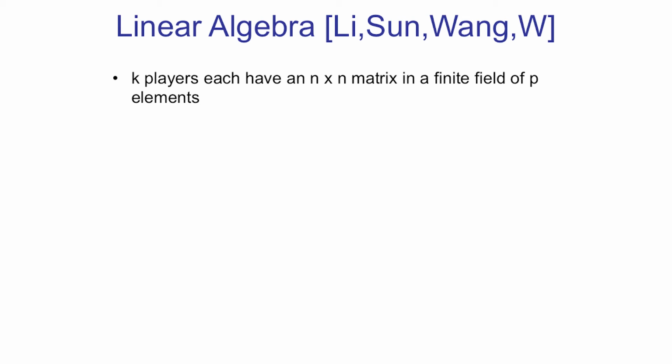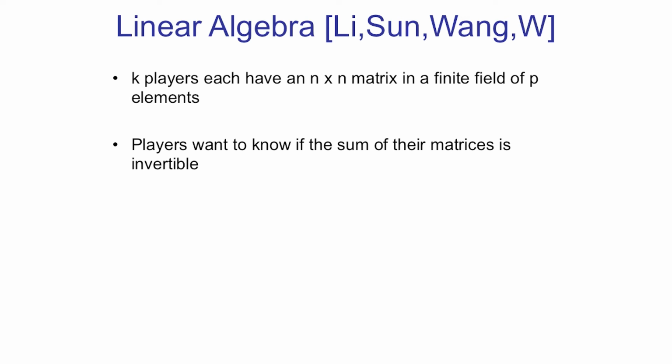Linear algebra problems. Okay, so in this model, you have k players which each have an n by n matrix over a finite field of size p. And the problem is, the players want to know, is the sum of their matrices invertible? Okay, that's the whole problem.